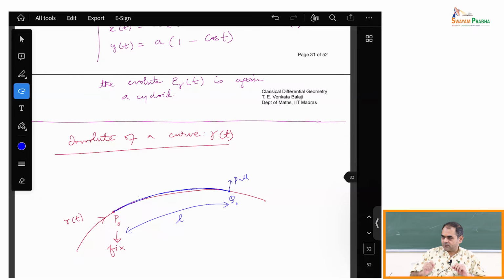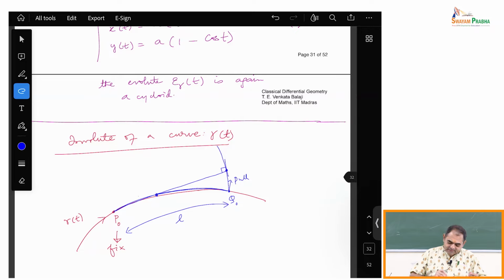You gently pull this out. If you gently pull this out, what will happen is that you will trace a curve like this. Okay, and what is the property of this curve that you have traced? If you give me any point here, and you draw the tangent to this like this, so at this point, this is the normal. You draw the tangent, then you will get this point on the curve.